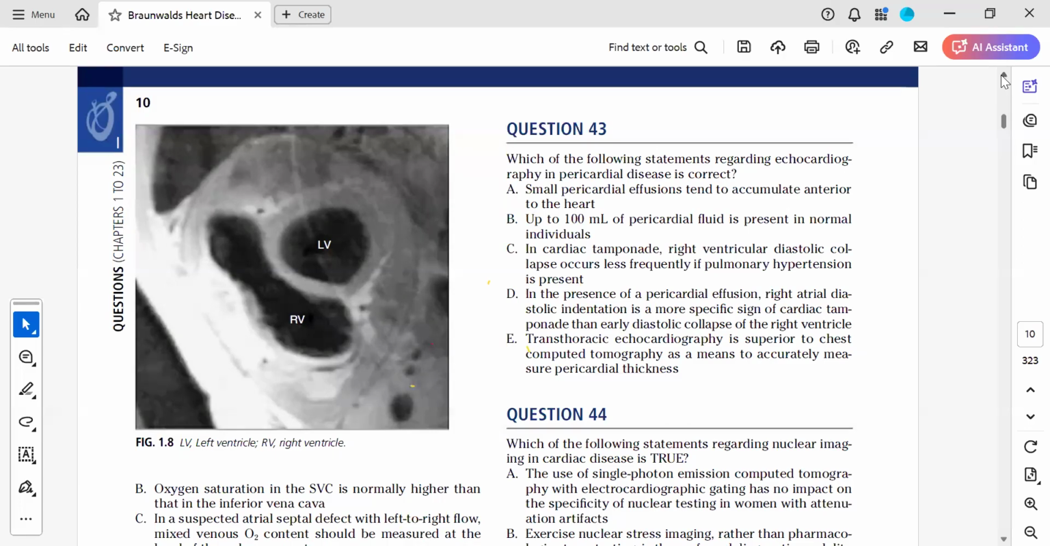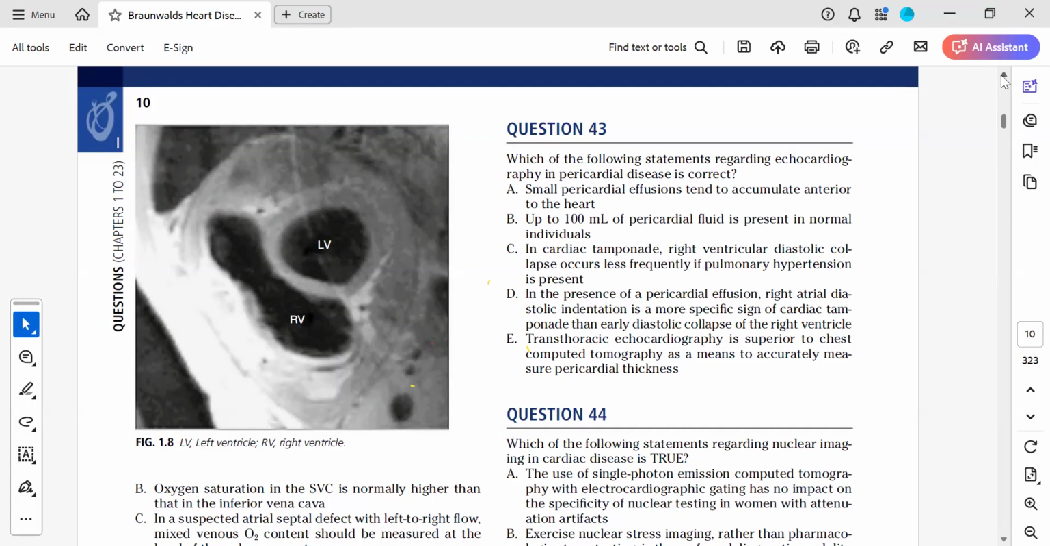Then B, up to 100 ml of pericardial fluid is present in normal individuals. This is also false. It should be between 30 to 50 ml that is the normal pericardial fluid. C, in cardiac tamponade, right ventricular diastolic collapse occurs less frequently if pulmonary hypertension is present. This is true.